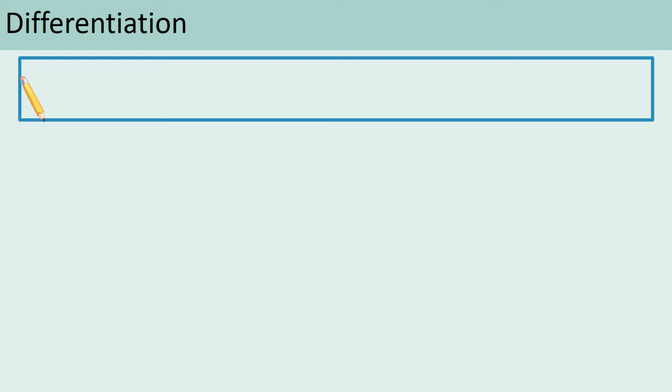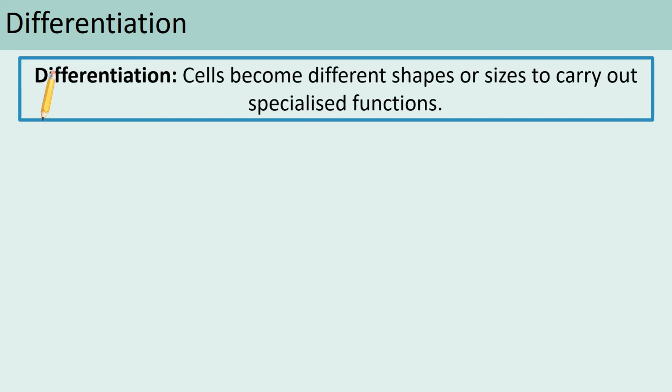So first of all, let's look at this word, differentiation. Really, really important word. You're going to need to write this down, so you might want to pause us. So differentiation is when cells become different shapes or sizes to carry out specialised functions. Now, it's worth noting that after fertilisation, you would have just been a ball of cells that all looked completely identical, and then your cells would have differentiated to form different types of cells. This happens at a really early stage.